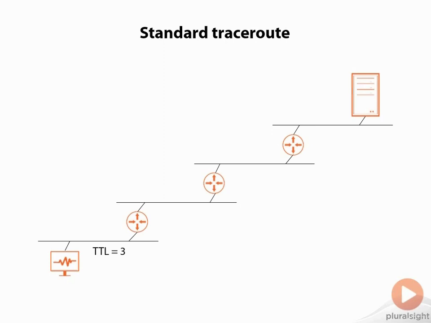Routing rules require that each router decrement the time to live value before passing the packet on, and that when a packet with a hop count of 0 or 1 is encountered, it must be discarded and the originating system be notified using an ICMP time exceeded message.